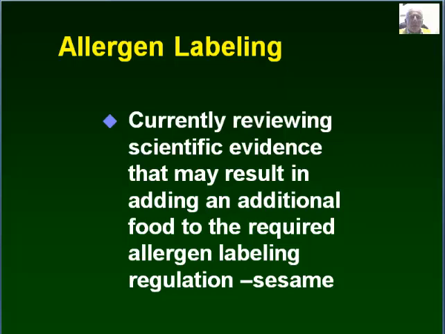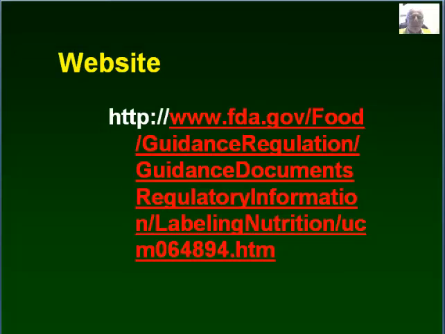In terms of allergen labeling, FDA is currently reviewing the scientific evidence that may result in adding an additional food to the required allergen labeling requirements, and that happens to be sesame. There seems to be quite a bit of scientific evidence out there that would indicate that a fair number of people can have an allergic reaction to sesame. So we may find in the very near future that we may have a ninth allergen added to our most common food allergens, that being sesame. Some websites where you can find information relative to labeling food products.